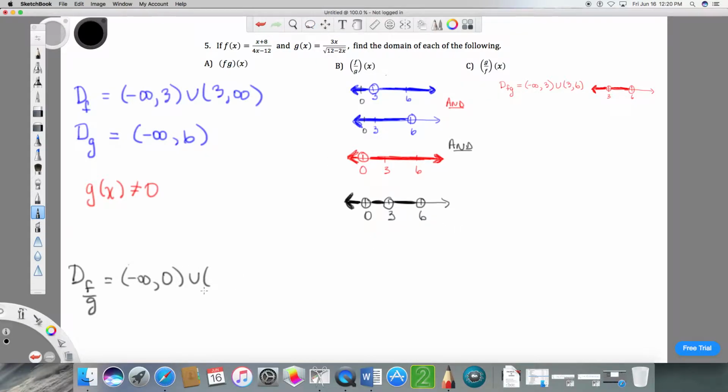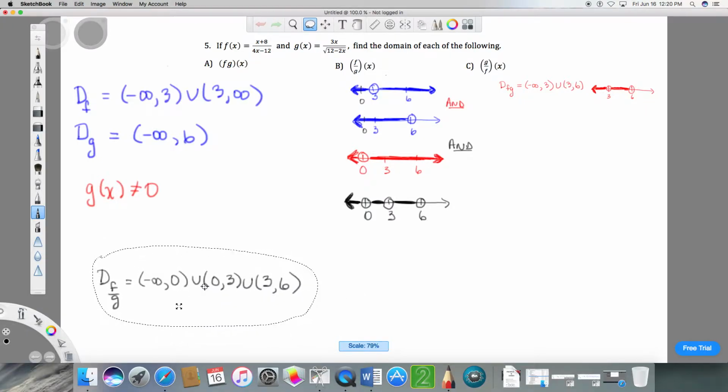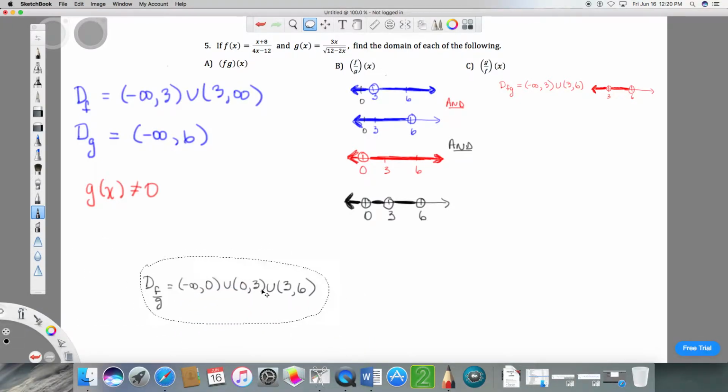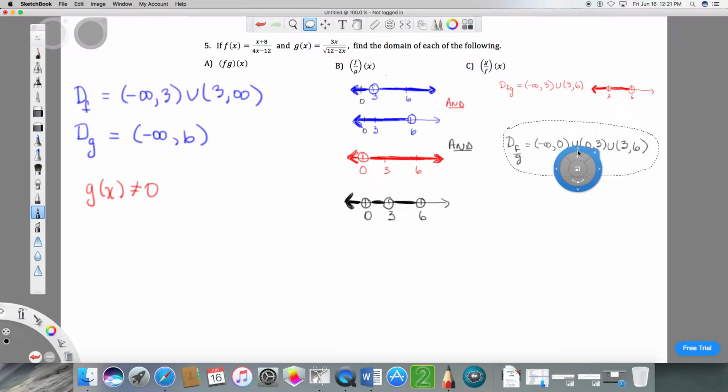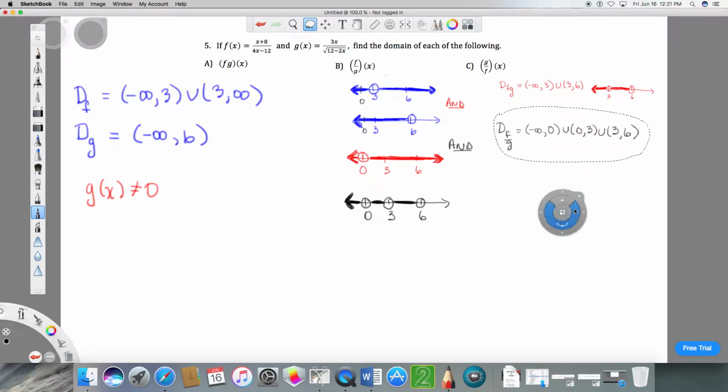And then from 0 to 3, excluding 3, all the way up to 6, but excluding 6. So there's our answer for part B. If we look at it, it's almost the same as our answer in part A was. It's just that we have the added restriction that we had to throw out 0.